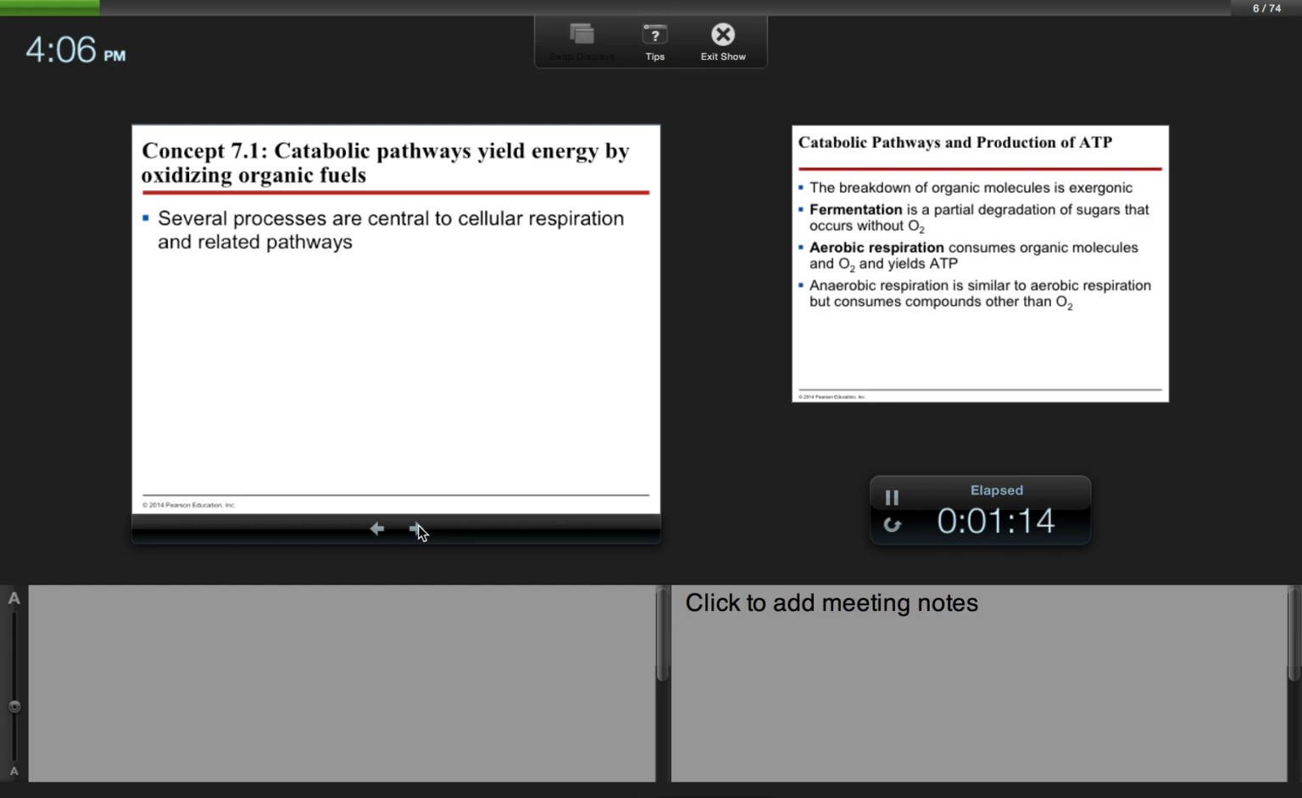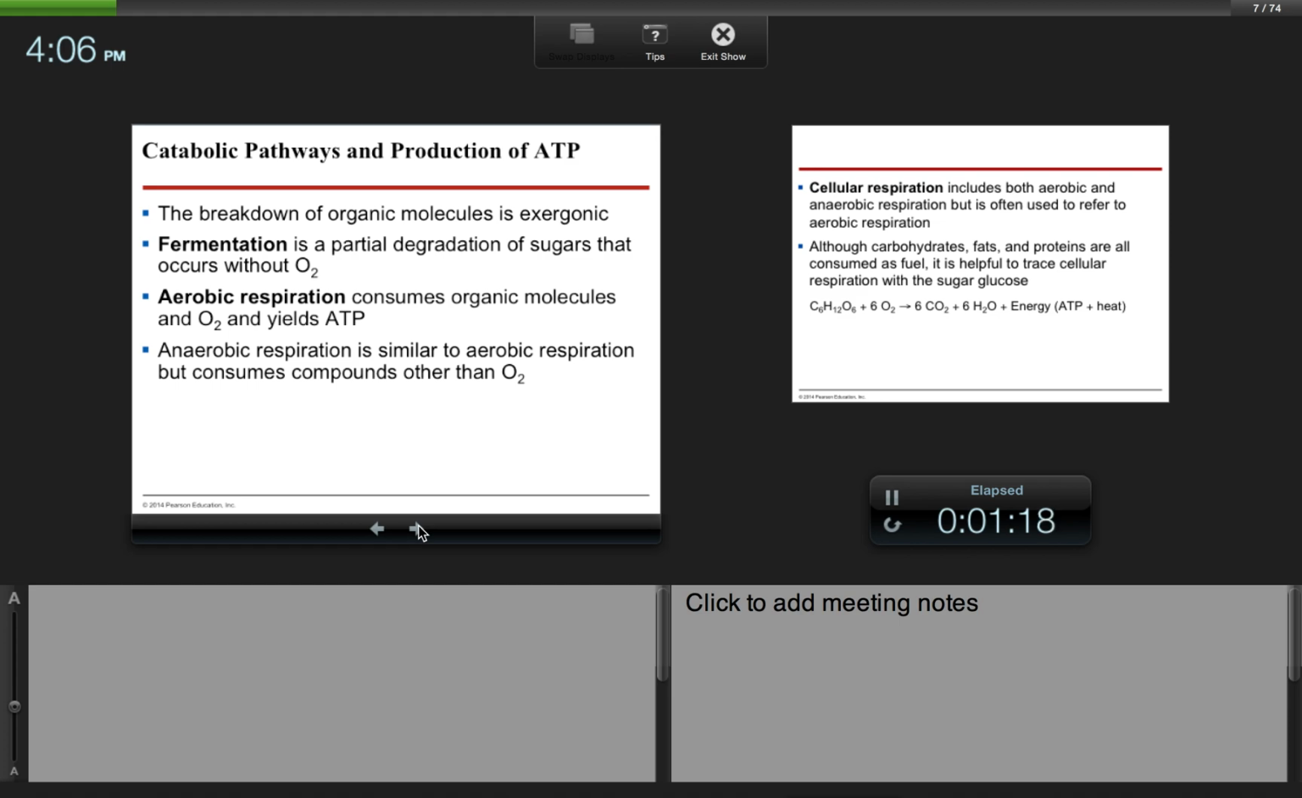Several processes are central to cellular respiration and related pathways. The breakdown of organic molecules, such as the breakdown of glucose, is exergonic, meaning that it releases energy. Fermentation is a partial degradation of sugars that occurs without oxygen. Aerobic respiration consumes organic molecules and oxygen and yields ATP. So aerobic means in the presence of oxygen. Anaerobic respiration is similar to aerobic respiration, but consumes compounds other than oxygen.